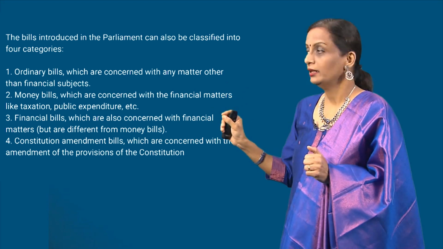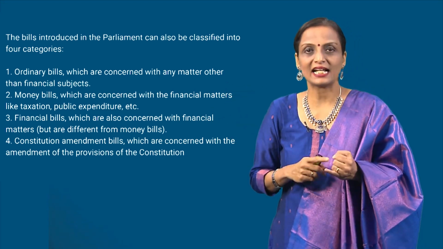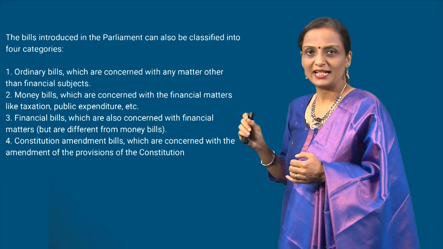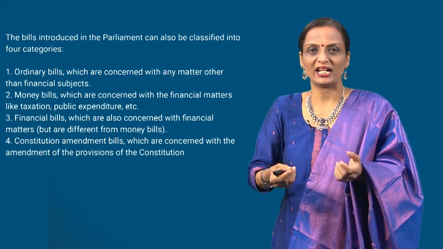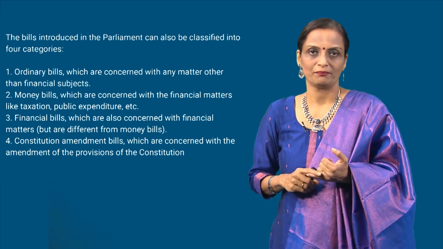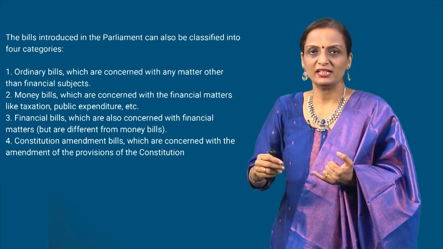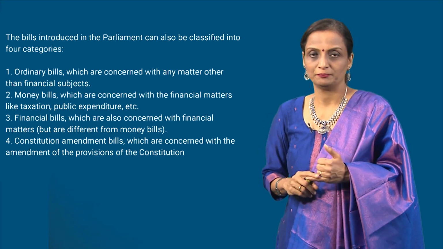Now, money bill. A money bill is concerned with financial matters like taxation and public expenditure. Anything to do with taxation, where you have to raise money from the public, becomes a money bill. Public expenditure, expenditure for the needs of the public, also becomes a money bill.